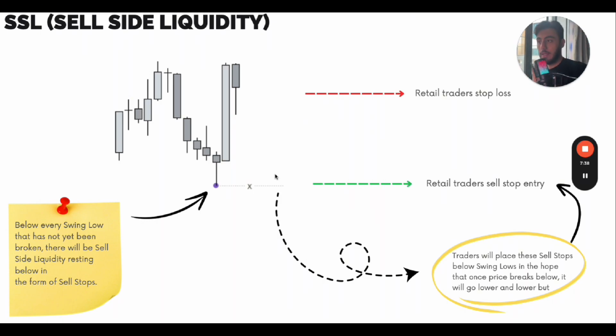So we understand, it's the same thing on the sell side. Below every unbroken swing low, we have sell stop orders. So the retail traders are going to set their sell stop here. Sometimes they think they are so smart, they're going to set it here, and a stop loss here. So what is price going to do? Going to act.